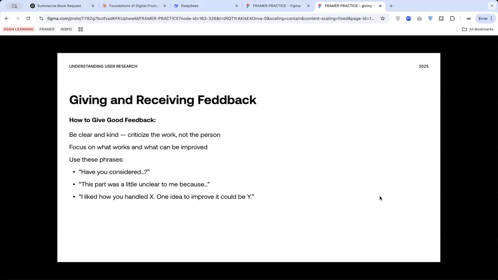Or have you considered maybe adding this one, removing this one? That's feedback. Again, good feedback. This part was unclear because of XYZ. You can see how they are focusing on what the issue or problem is, this particular part. When somebody says feedback like, oh, everything is bad, obviously that's not good feedback.